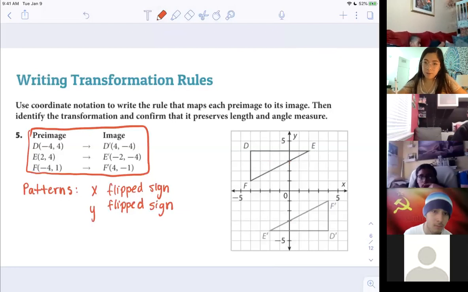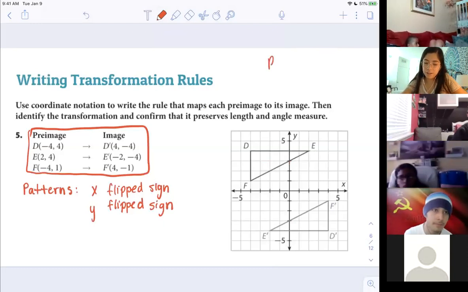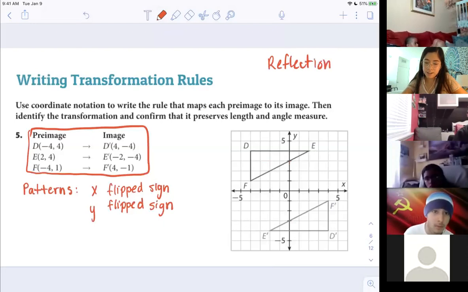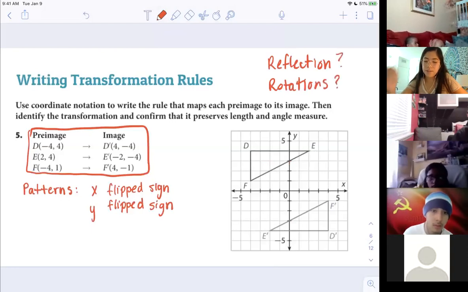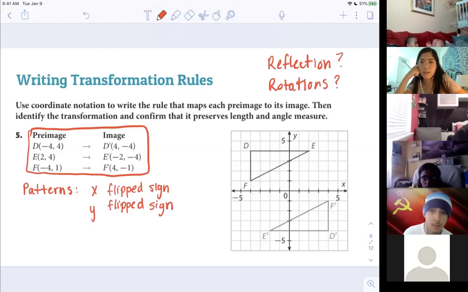Now we can look at the actual image or look at the actual graph. And looking at the graph, I want you guys to try and figure out for me, because this is where it gets kind of confusing. Is this a reflection or is it a rotation? Take 30 seconds to look at it. Don't worry about the numbers. Don't worry about anything else. Just try and see, is it a reflection or is it a rotation?